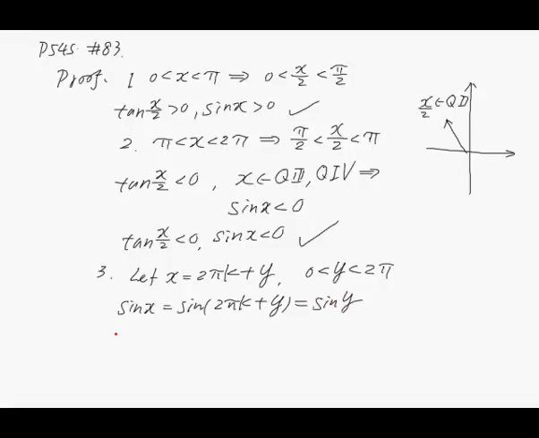And then let's talk about tangent half x. Tangent half x is equal to tangent of this guy divided by 2, which gives kπ, and this guy divided by 2, which gives half y. And we know for the tangent function, the period is π, right? So we can throw away this kπ. Then we get tangent of y over 2.